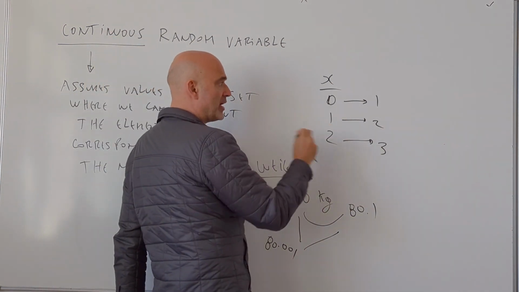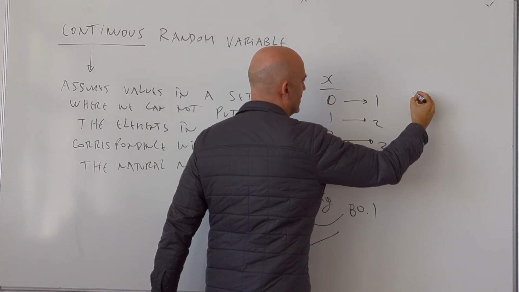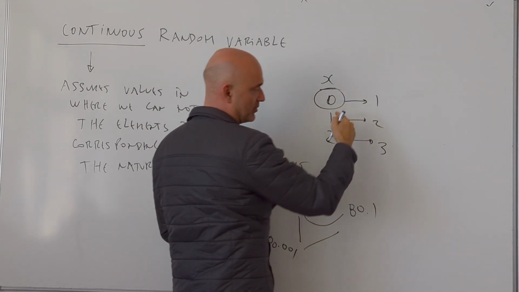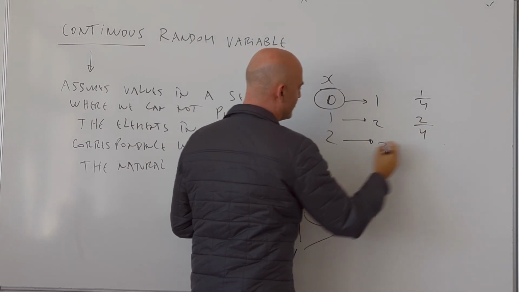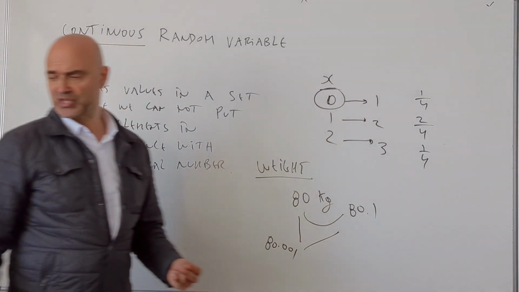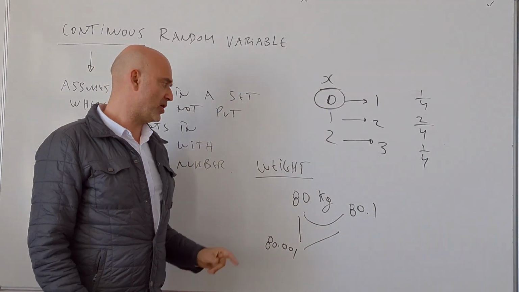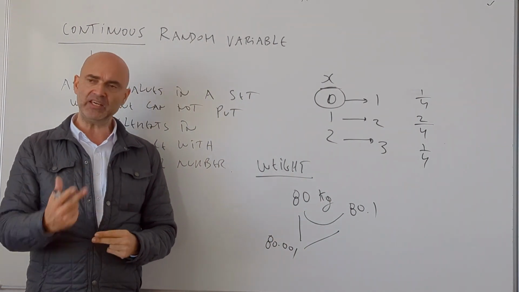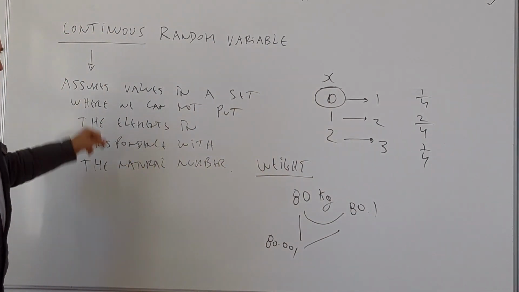But when we have a discrete random variable, for example, the probability of 0 is 1 divided by 4, the probability of 1 is 2 divided by 4, and the probability of 2 is 1 divided by 4. With continuous random variables we don't use a probability function like that. We use intervals, and we can only give probabilities to intervals.